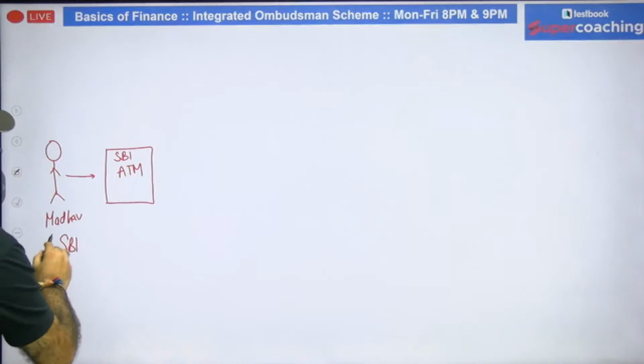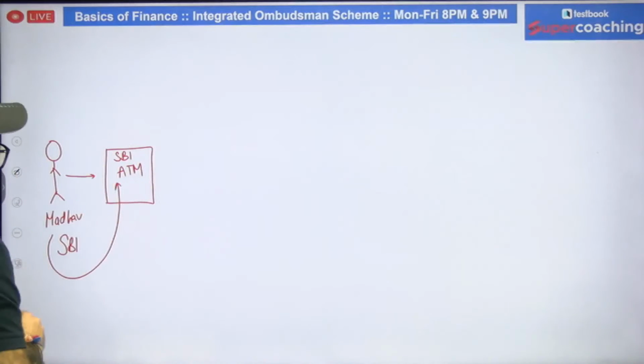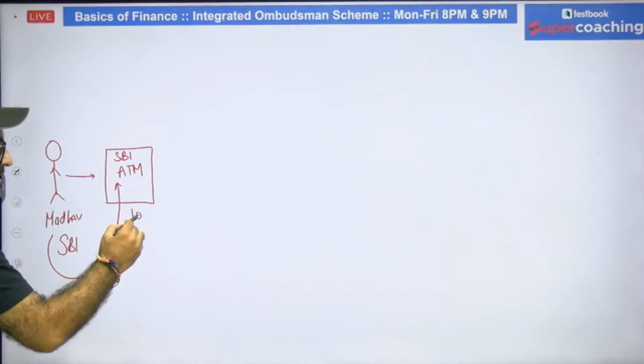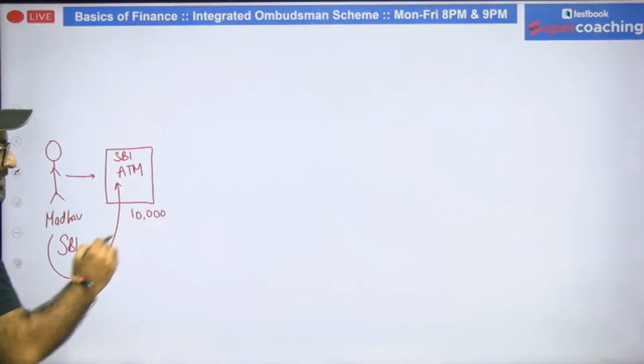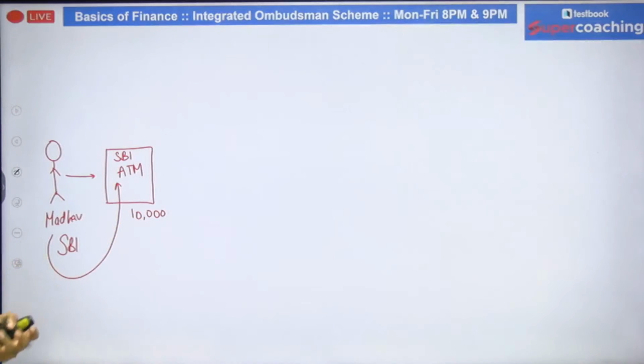I approached SBI, inserted my ATM card and wanted to withdraw cash. So I entered 10,000 rupees. I entered my PIN. My transaction was complete, but unfortunately 10,000 was not dispensed from the machine, and it happens. You might have heard about this. So the moment this situation happened with me, I was very nervous.